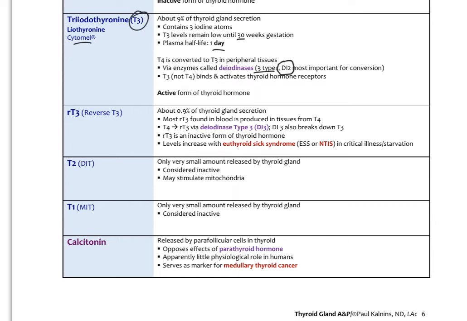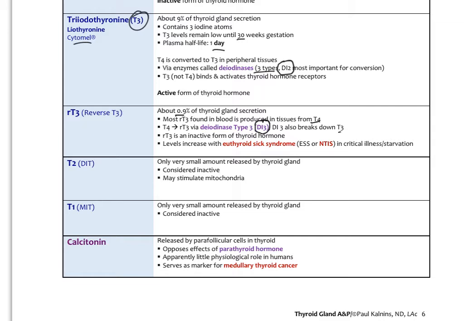Reverse T3, again, has been deiodinated in the inner ring, not the outer ring. The thyroid gland actually does secrete a little reverse T3, about 0.9%, but what we measure in the blood is mostly produced in tissues from T4 via the action of type 3 deiodinase. So it's the type 3 that converts T4 into reverse T3. It also breaks down T3. So basically reverse T3 is our disposal form when we want to inactivate thyroid.